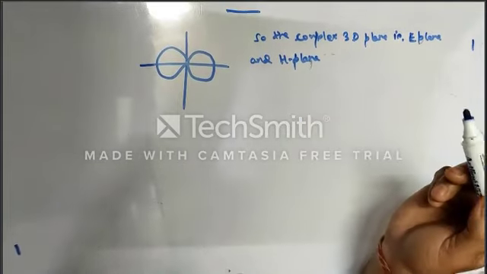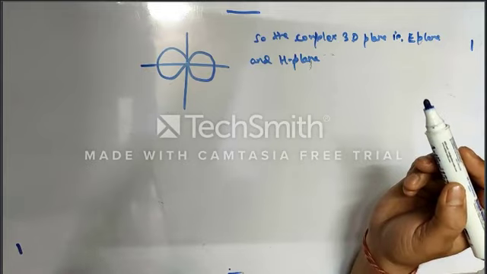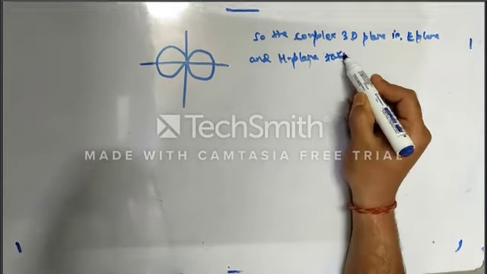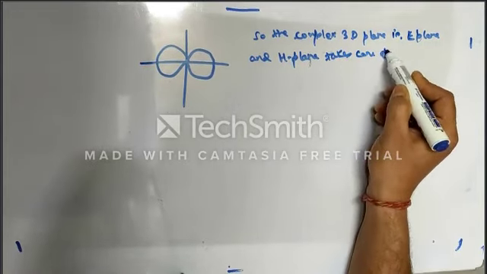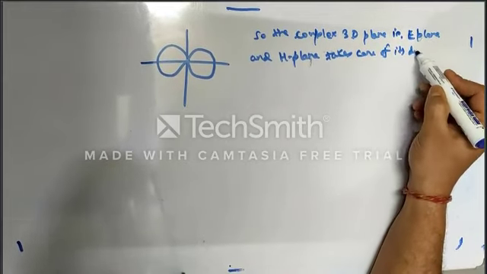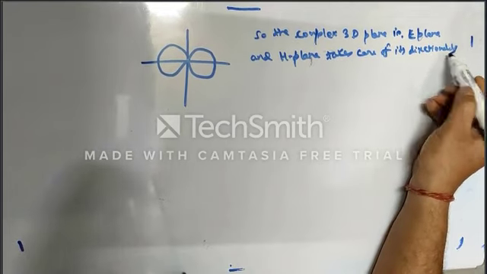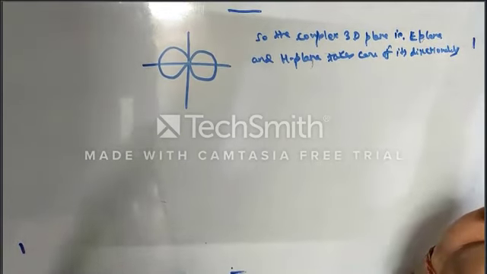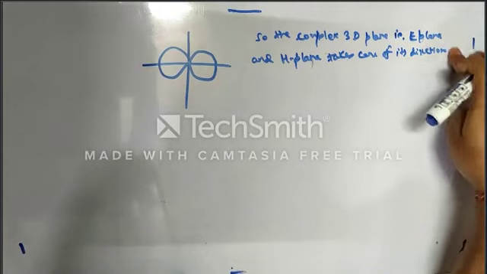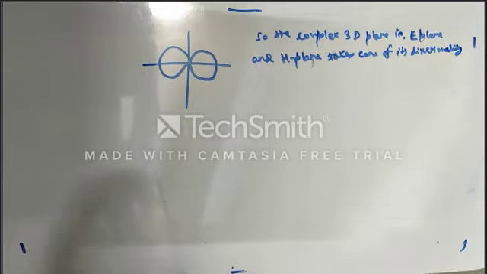So this is the E-plane. The E-plane and H-plane radiation patterns are used to describe the complex 3D radiation pattern. Generally we take the 2D.